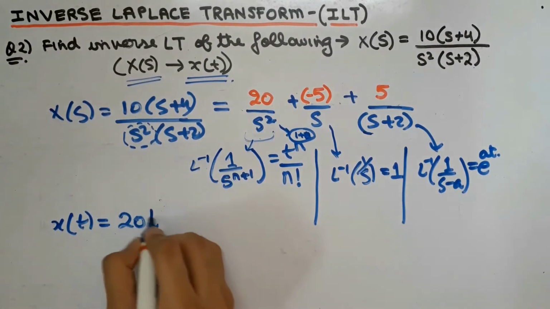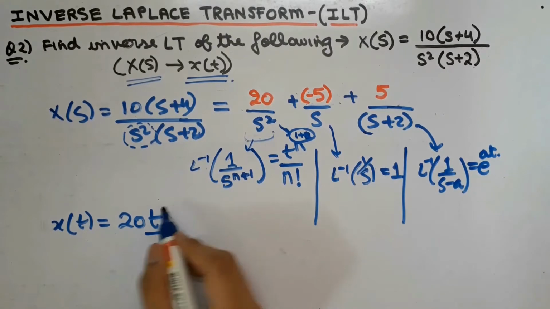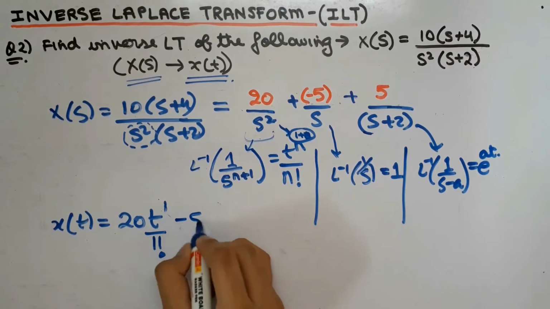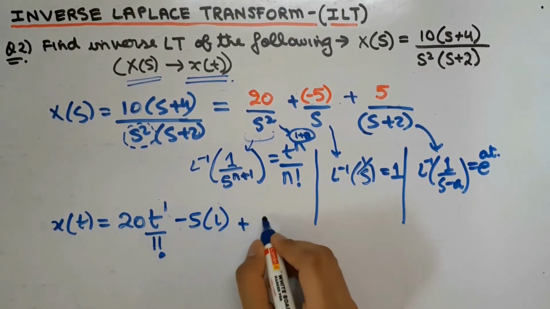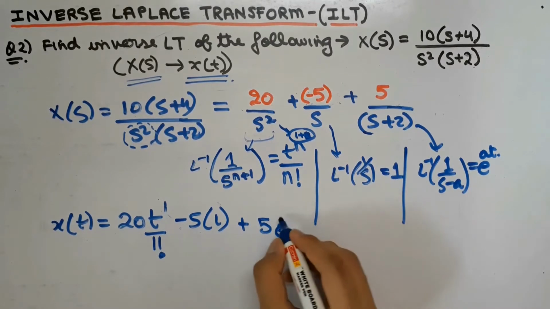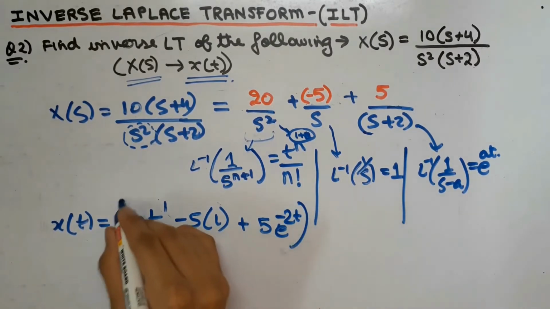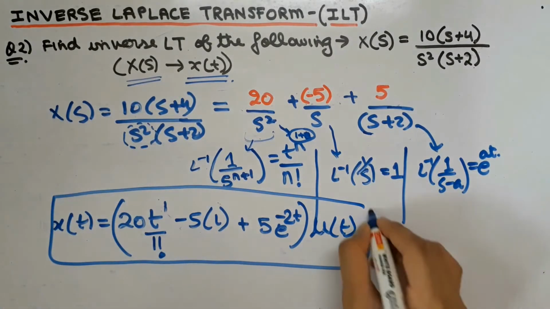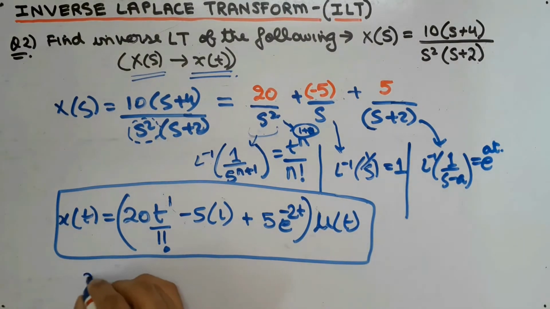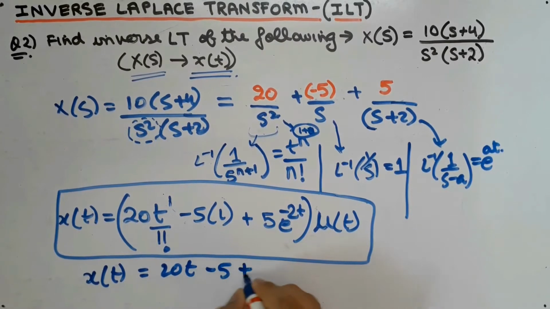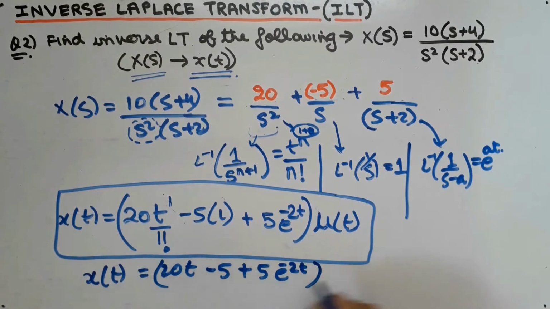That is, you will get 20t, that is, you will put t to the power n, which is 1, upon n factorial. And similarly we will get minus 5 into 1, and here we will use this formula and we will get 5 into e to the power minus 2t, and we will multiply this whole by u(t) in order to convert this into the form of x(t). Now the final answer will come out as x(t) is equal to 20t minus 5 plus 5 into e to the power minus 2t, whole into u(t).